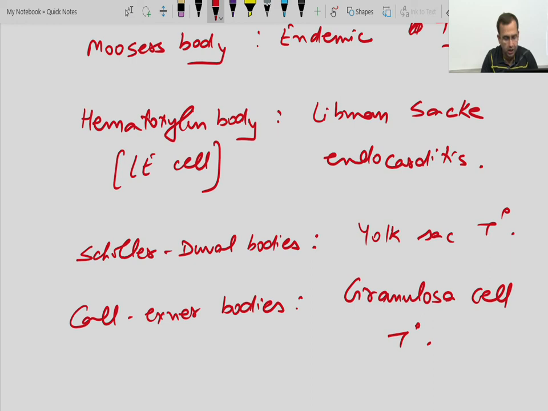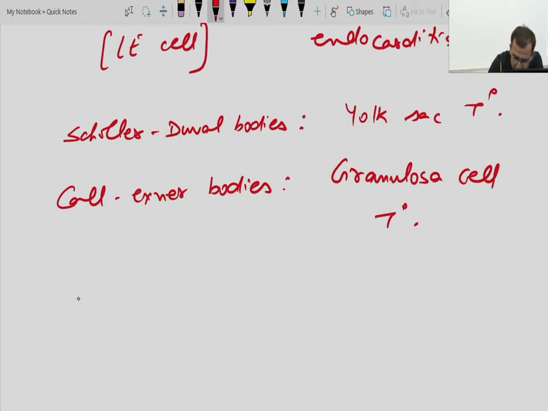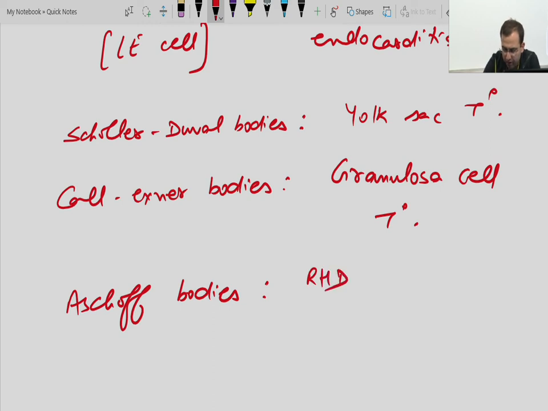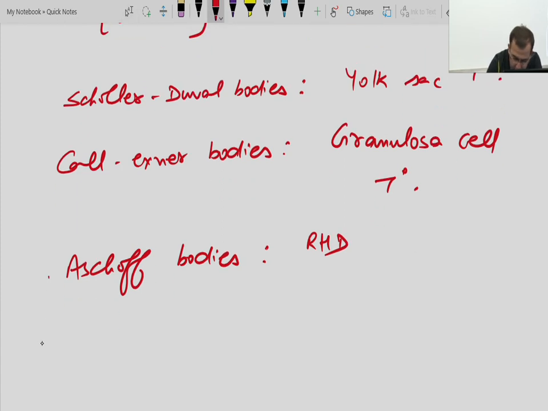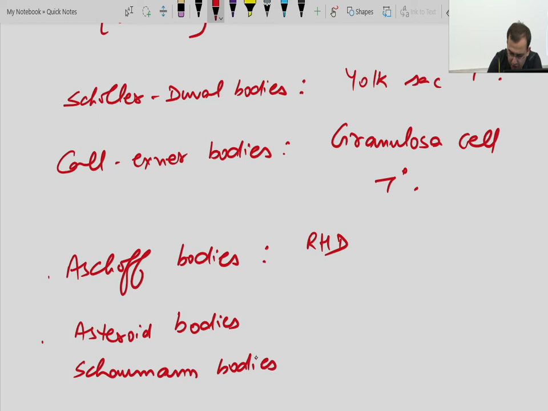We'll be seeing it today only. Next, Aschoff bodies. They are pathognomonic of RHD, rheumatic heart disease. Next, sarcoidosis is associated with asteroid bodies and Schaumann bodies. We have seen them numerous times in our discussions, that these are associated with sarcoidosis.